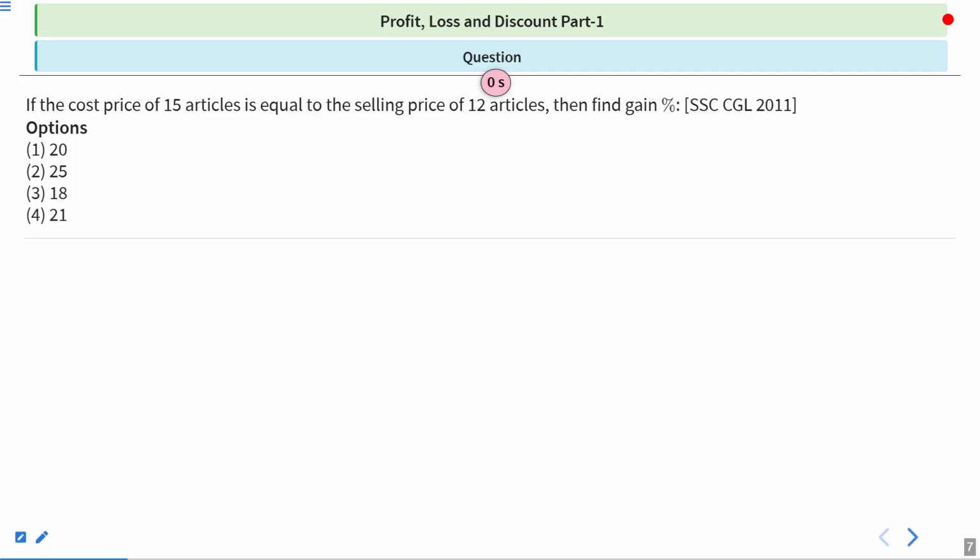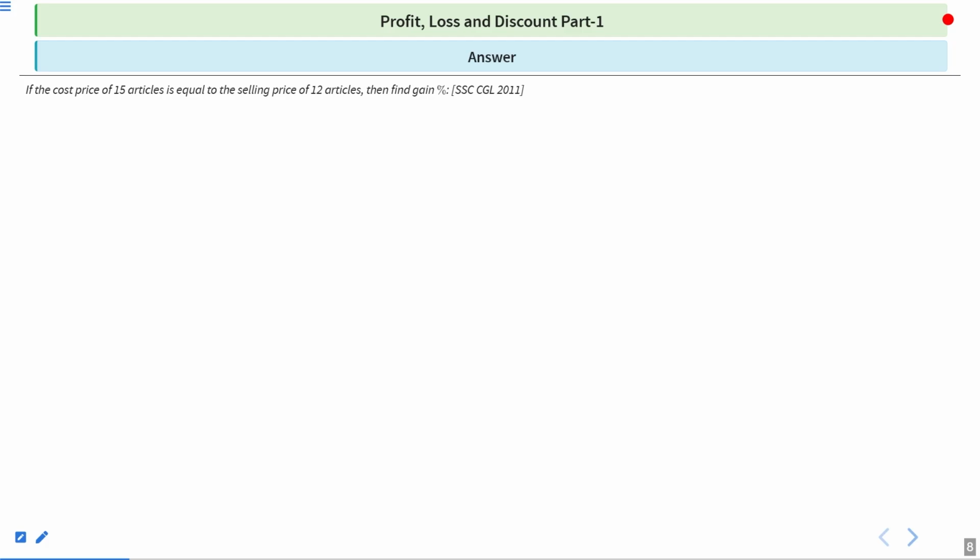Now time's up. Let's see the solution of this question. If the cost price of 15 articles is equal to the selling price of 12 articles, then find the gain. The correct answer of this question is A, which is 20%. Now see the detailed solution of this question using concept 8.1.2.